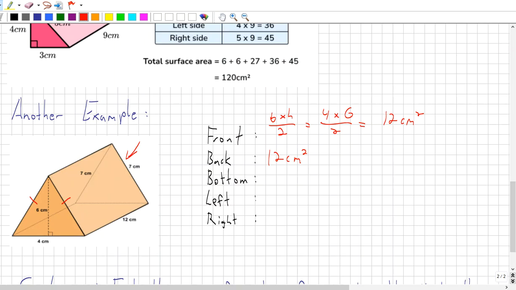This one's drawn a little nicer because we can actually see that the bottom is a rectangle. We can see all the dimensions of it. There's 4 and 12. So the bottom is 4 times 12, which is 48 centimeters squared.